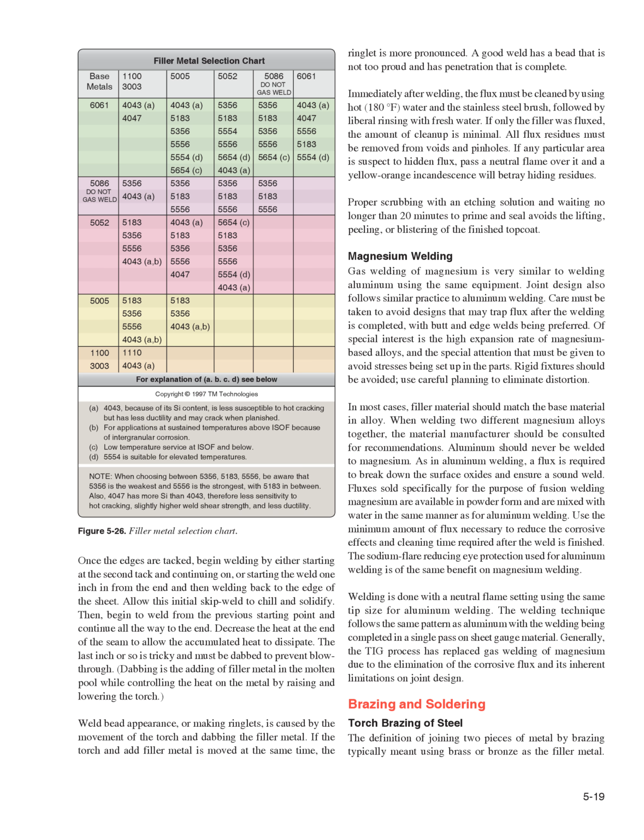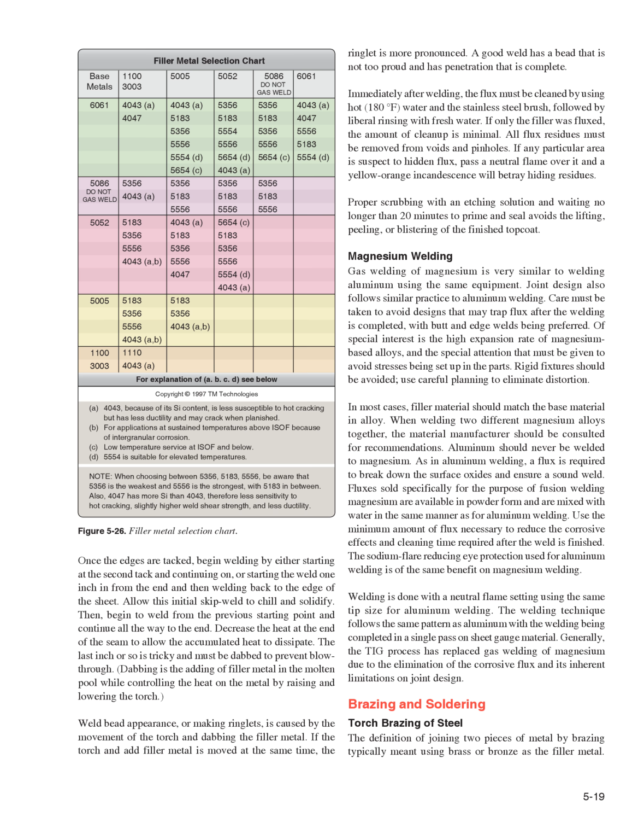Welding is done with a neutral flame setting using the same tip size for aluminum welding. The welding technique follows the same pattern as aluminum, with the welding being completed in a single pass on sheet gauge material. Generally, the TIG process has replaced gas welding of magnesium due to the elimination of the corrosive flux and its inherent limitations on joint design.